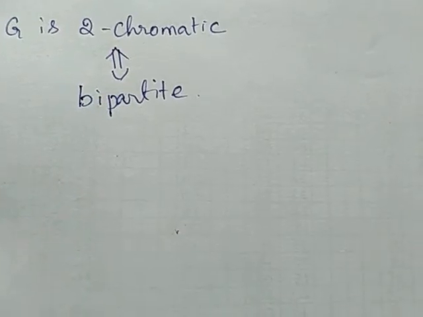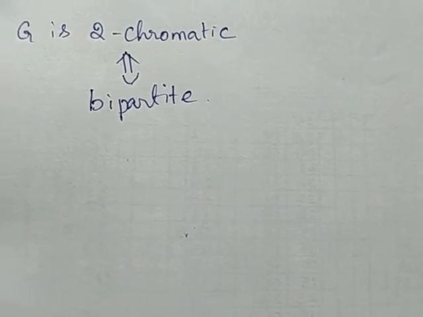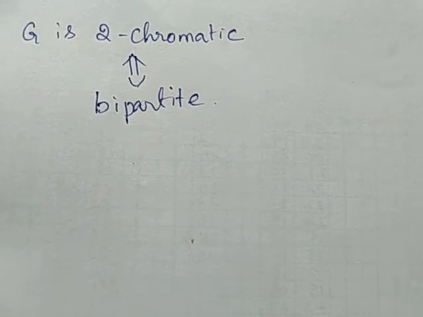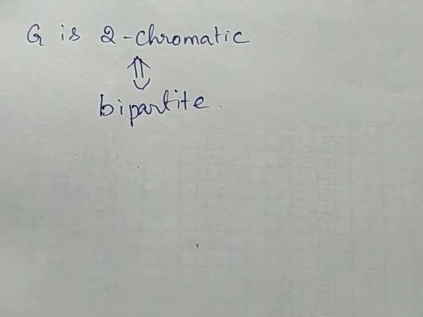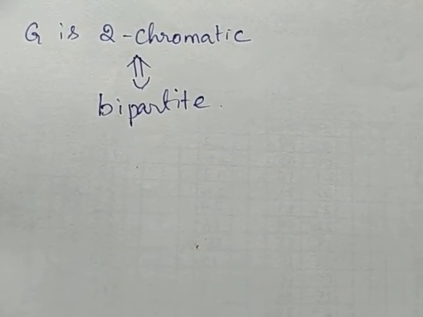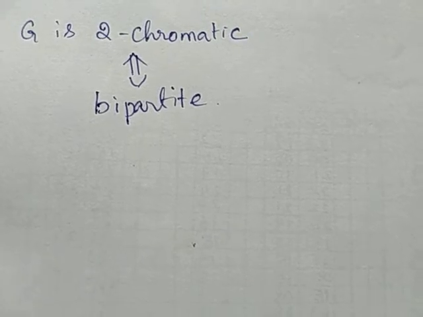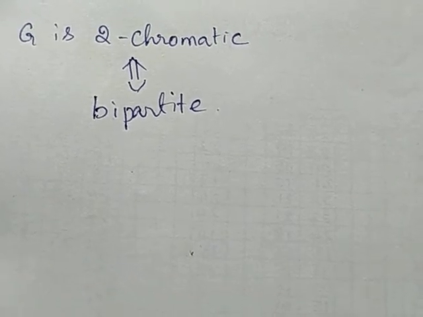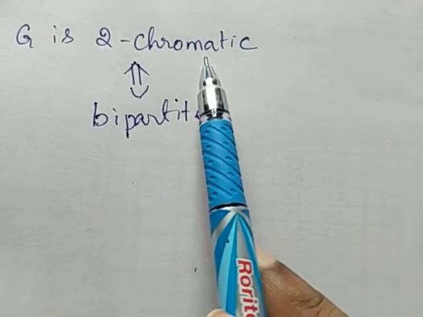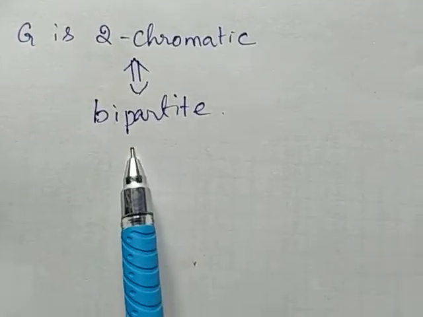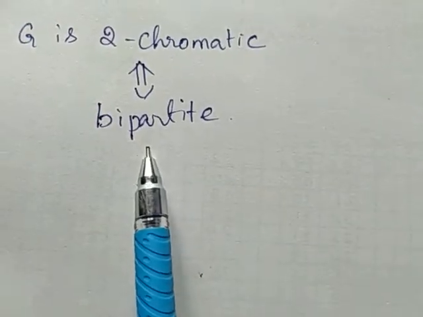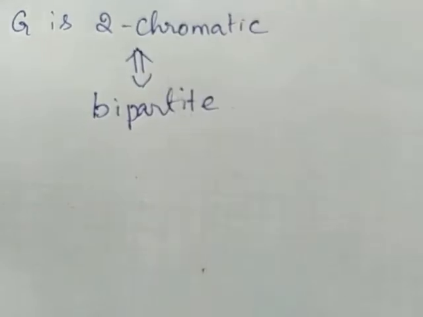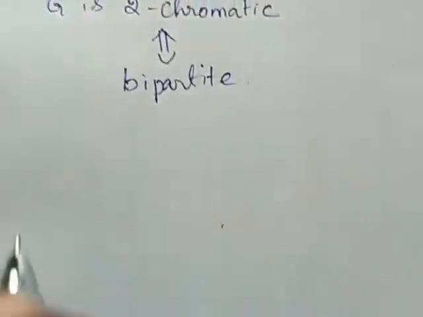Bipartite means we can divide the vertex set into two sets such that all the edges of G connect the vertices in V1 with the vertices in V2. So whenever the graph is two colorable, then it should be bipartite, and whenever the graph is bipartite, it should be two colorable. Now we are going to prove this.